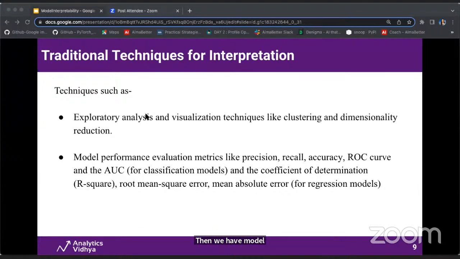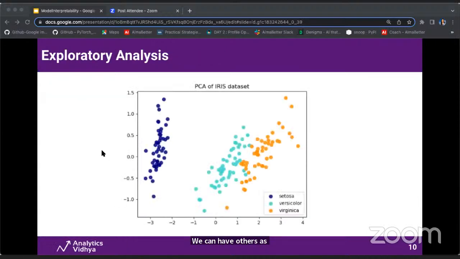So these matrix, like in case of if we are using supervised classification algorithm, we have precision, recall, accuracy, ROC curve, AUC curve. And of course, for regression models, we have R square, root mean square error, mean absolute error. We can have others as well. Okay. So with this, let's jump onto our first traditional approach, which is exploratory analysis.